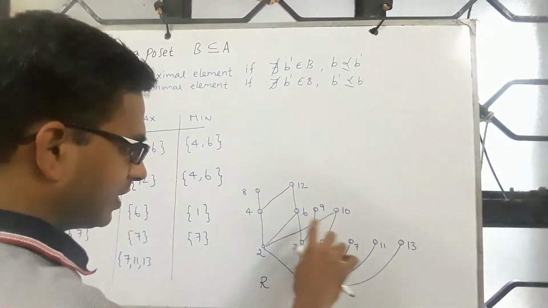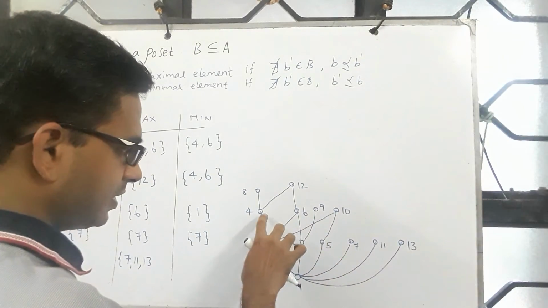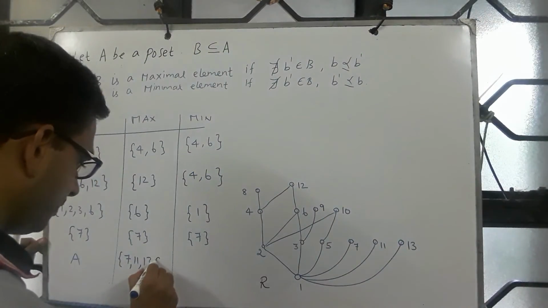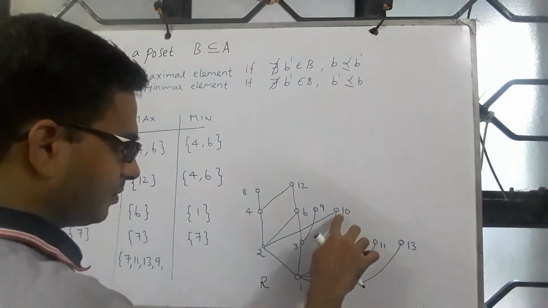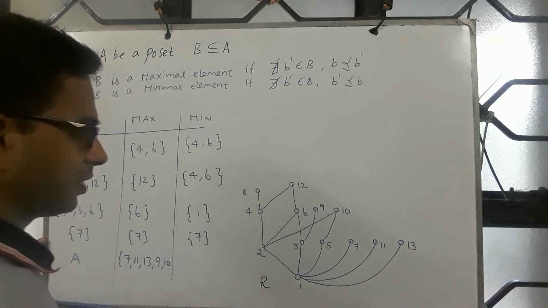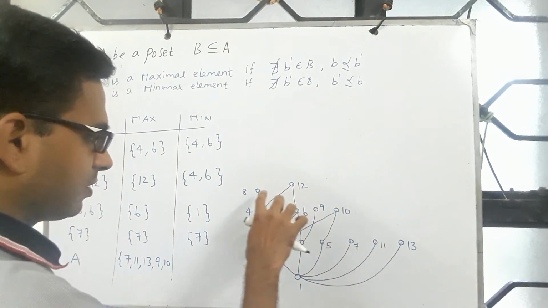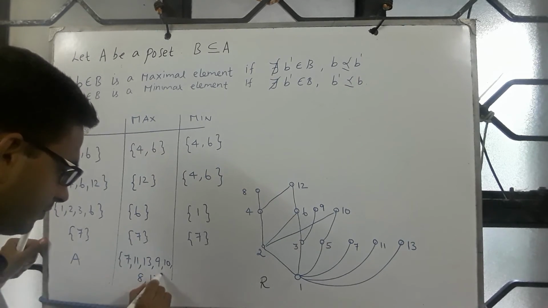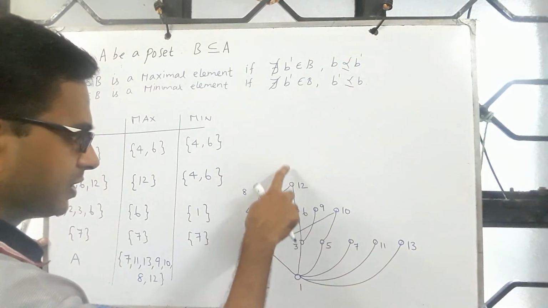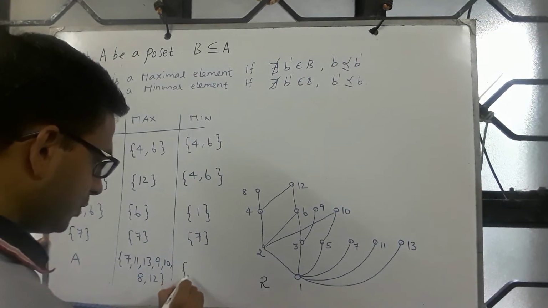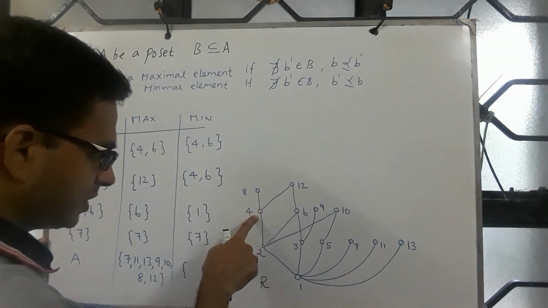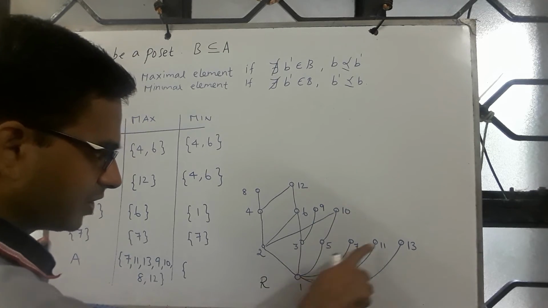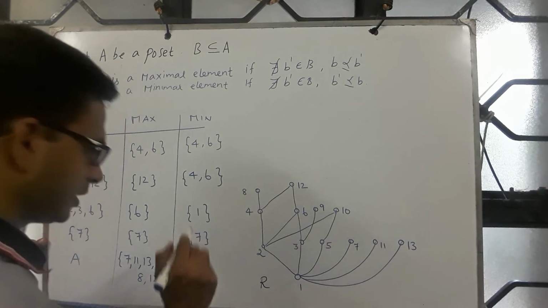And this level is done. Just go to this level and check. Is this maximal? No, there is something above. There is something above. How about 9? 9 is maximal. And is 10 maximal? Answer is yes. This level is done. Go to this level. Is 8 maximal? Answer is yes. Is 12 maximal? Yes. There is nothing above this. When it comes to minimal, this is not minimal, this is not minimal, because you see there is something below. This is not minimal, there is something below. So you see that 1 is minimal.